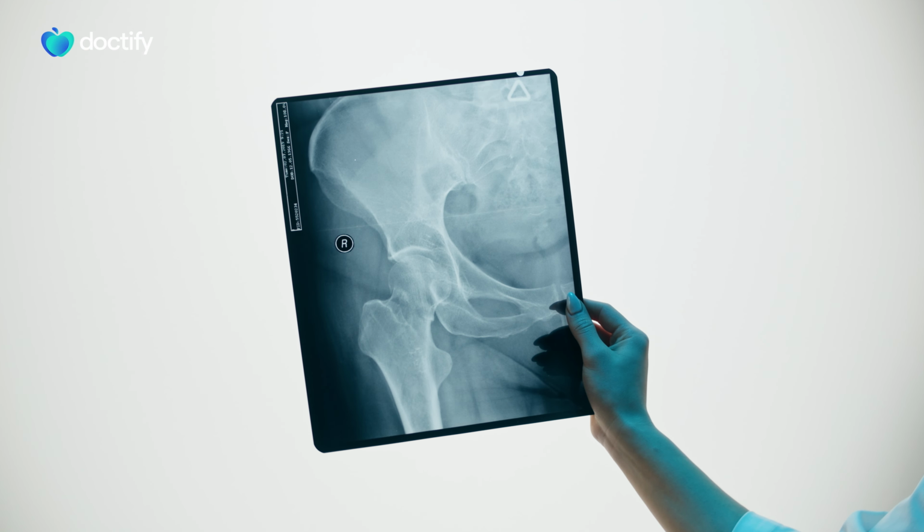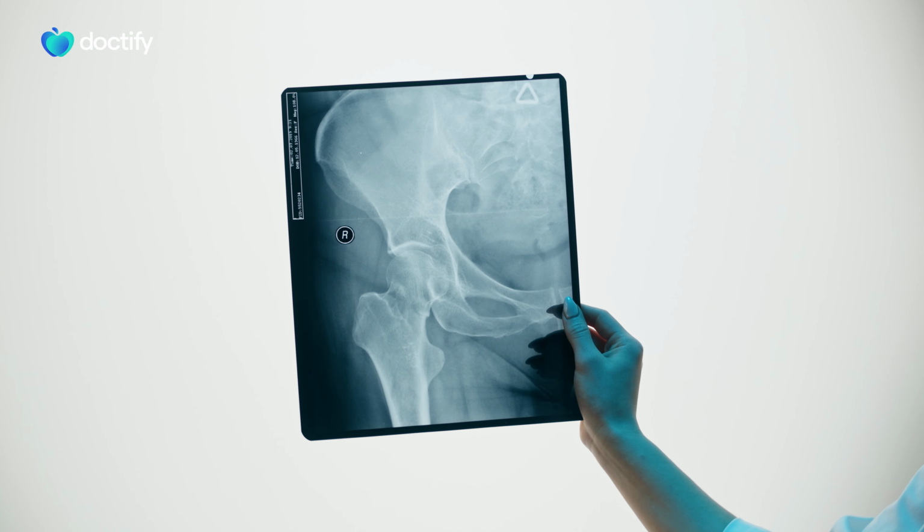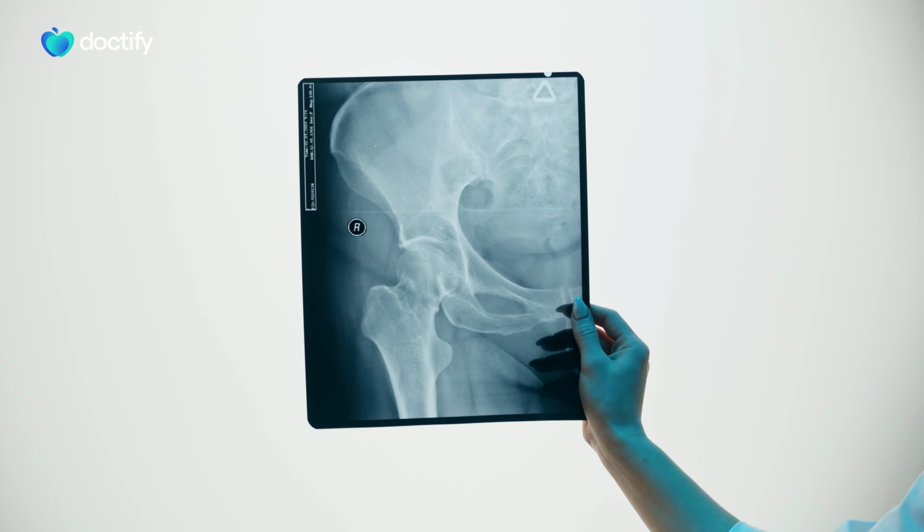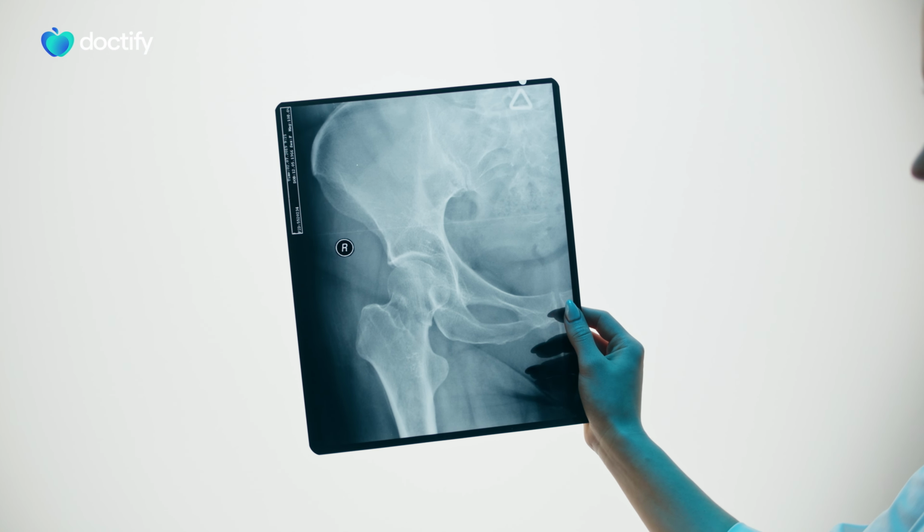After we've taken a history and examined the patient, then we undertake an x-ray. The x-ray is important because it shows us the ball and the socket, and it shows us the degree of wear and tear or the degree of osteoarthritis in the hip, which then gives us an indication of what the next potential step is.